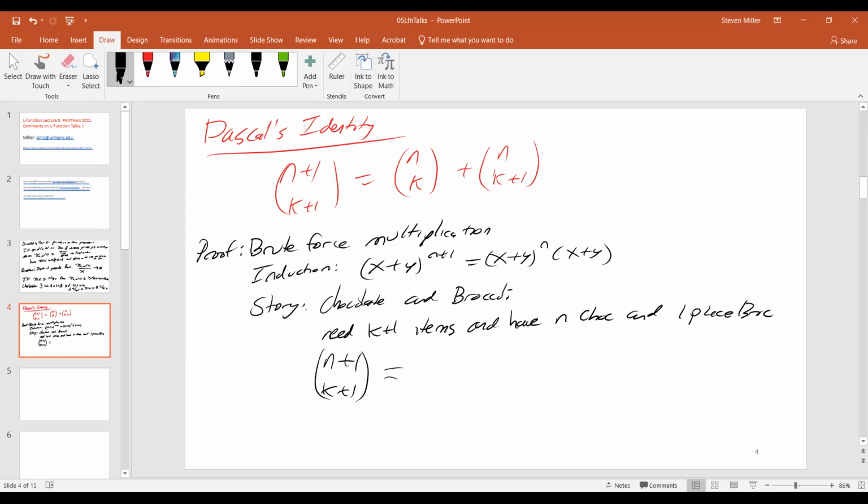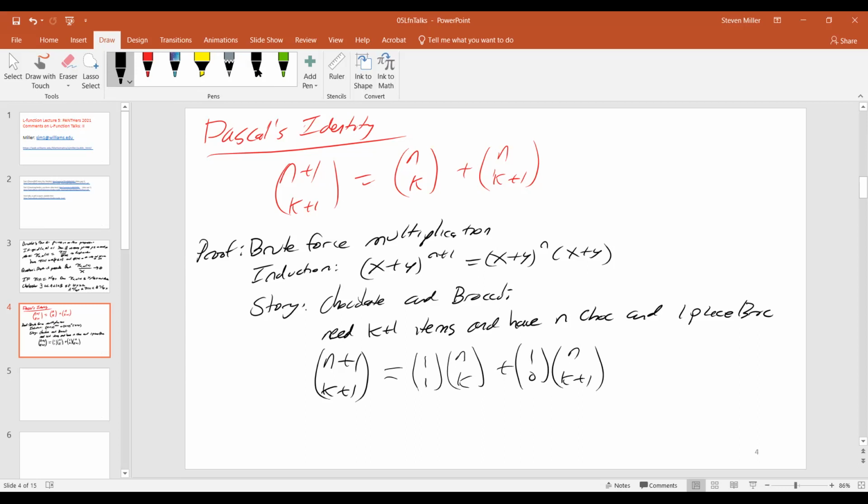I could look at it as follows. I could choose the 1 item of broccoli, which happens in 1 choose 1 way. And now how many items of chocolate do I have to choose so that I have k plus 1 items total? I would have to choose k. Or I don't choose the broccoli, and now I have to choose k plus 1 items.